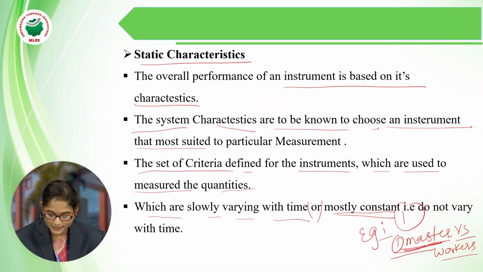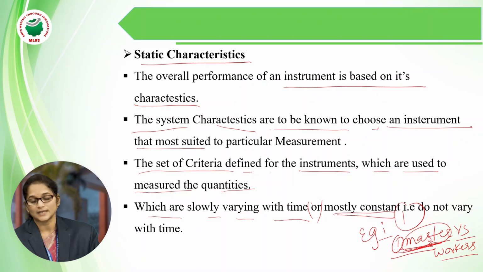So the master is the static object. The worker is continuously working. The owner's position is constant, whatever commands they give to the slave, right? The owner is nothing but the master. The master is constant. This is nothing but the basic of the static characteristic. It is not varying with time, it is constant. The master is constant and the time is varying for the slave.